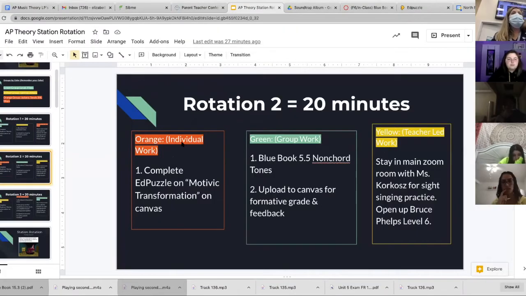Re, do. We're gonna move on to rotation 2. Check out the TV or the screen share here. Orange group is gonna move on to the individual work. It's completing an Edpuzzle, okay? The Edpuzzle itself is 16 minutes, so I built in 4 extra minutes into the rotation to actually answer the questions. I thought that would be enough time. It seems like you got really close. Okay, so that's good. Green group is gonna move to group work.